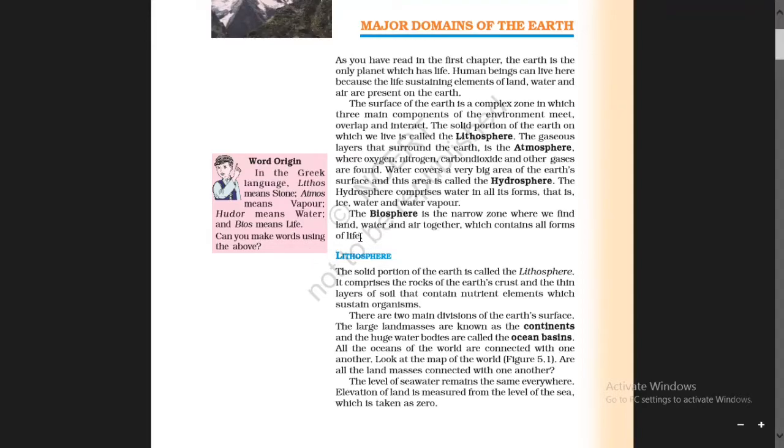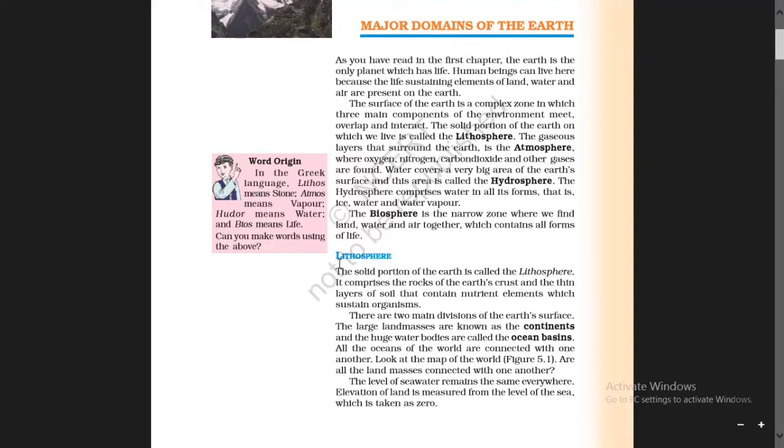Biosphere is the fourth domain here, and it is the narrow zone. Narrow means small, like that zone where we find land, water, and air together, which contains all forms of life. So all forms of life are present here in this biosphere. Now let us elaborate each of the domains one by one, children.